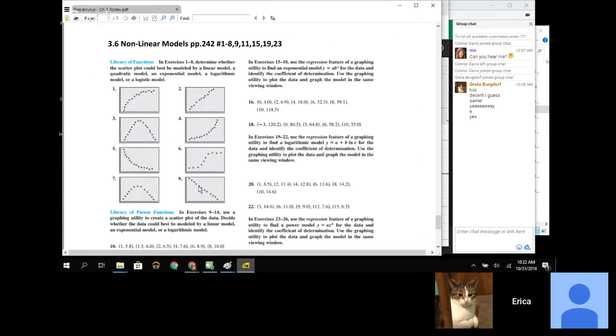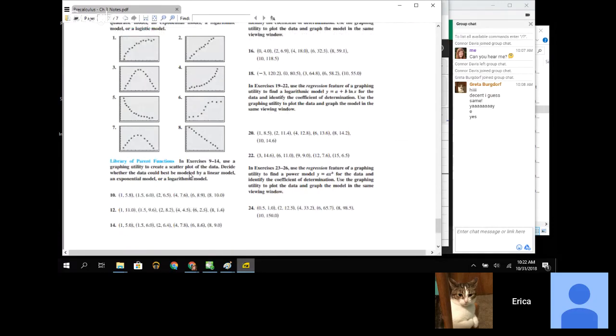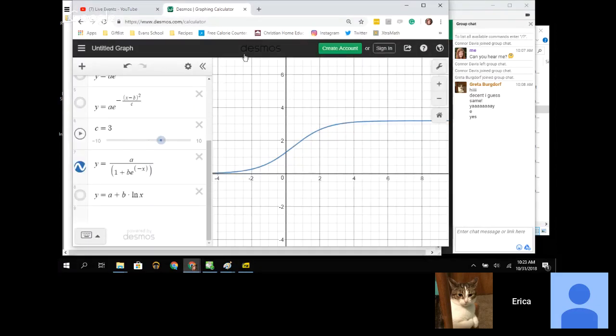In 9 and 11, it says, in 9 through 14, use a graphing utility to create a scatter plot of the data. Decide whether the data could best be modeled by a linear model, an exponential model, or a logarithmic model. So for example, if I do number 12 that's on here, what this would look like is you're going to use your data points, right? I have to get rid of all my pretty graphs.